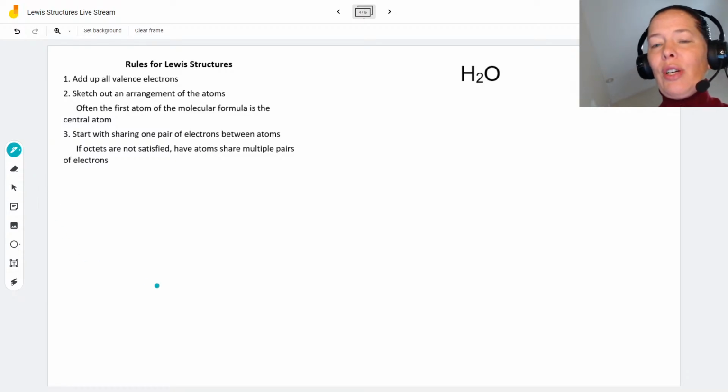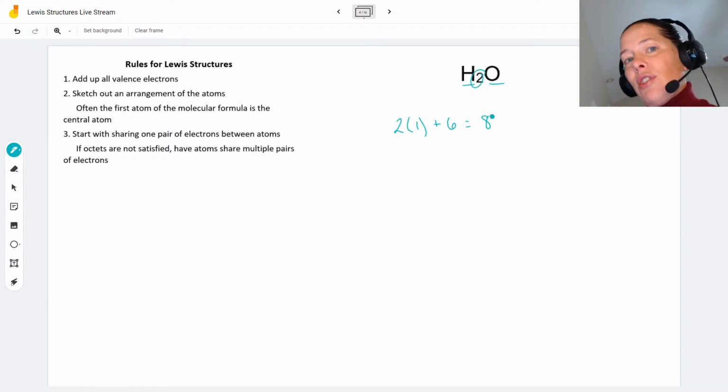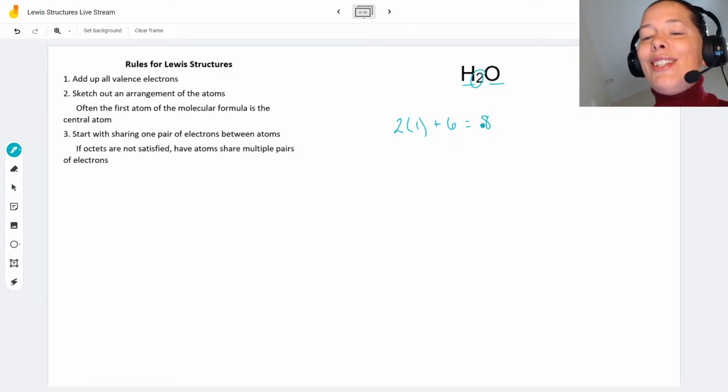So valence electrons. In this case, hydrogen is written first, and I have 2 of them. So I have 2 hydrogens. Each one gives me 1 valence electron. Plus oxygen is going to give me 6 valence electrons. There are a lot of structures that have 8 valence electrons. So again, we have 8 total valence electrons.